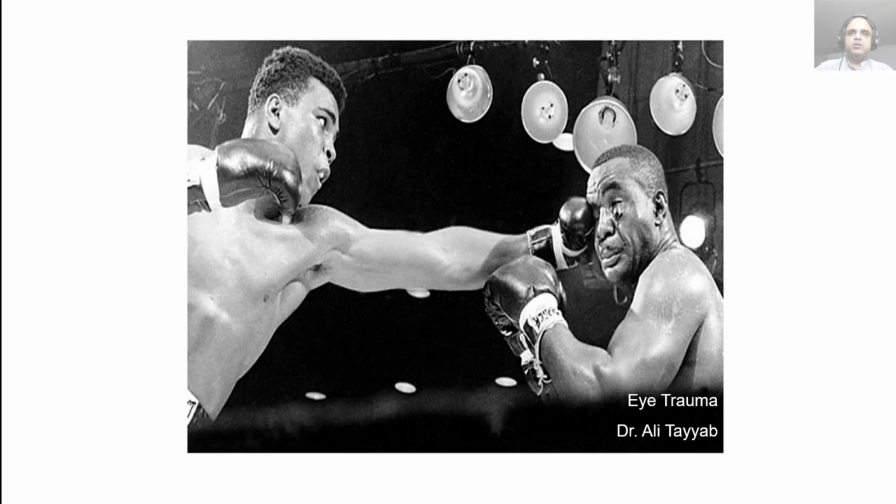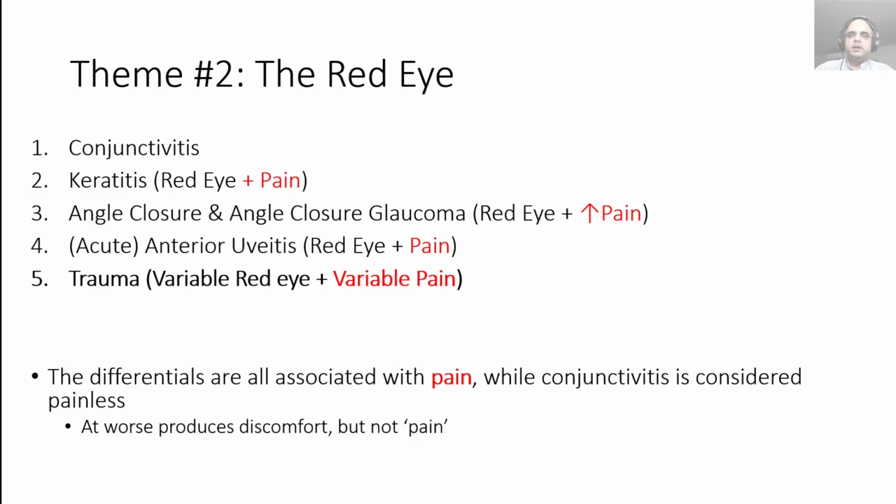We are continuing on with the theme of red eye, and we are on to our final differential, which is eye trauma. You can have various types of eye trauma, something from as innocuous as a bruise to something as sight-threatening as an optic nerve avulsion. Thus, the presentation of a patient is very variable.